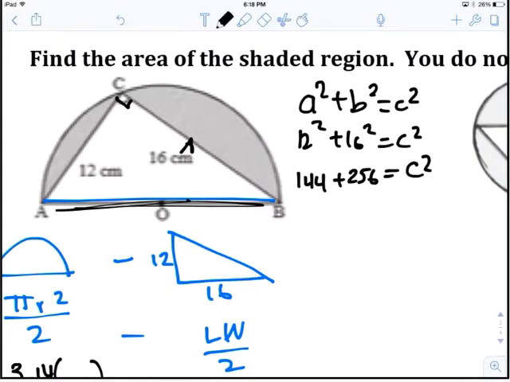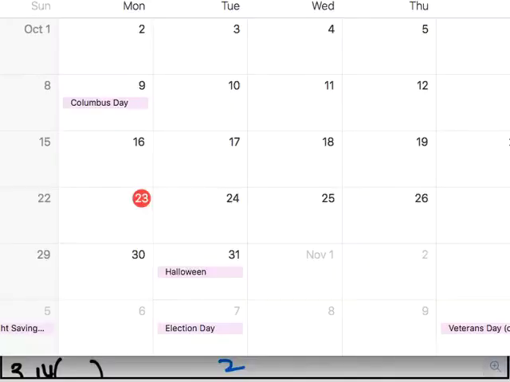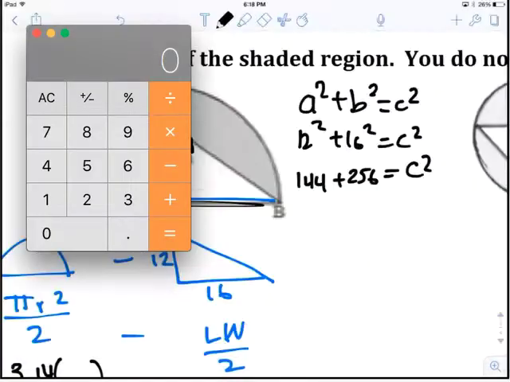You add them together. I need a calculator. Oh, wrong one. Oh, wrong one. Calendar. Calendar isn't going to help us.